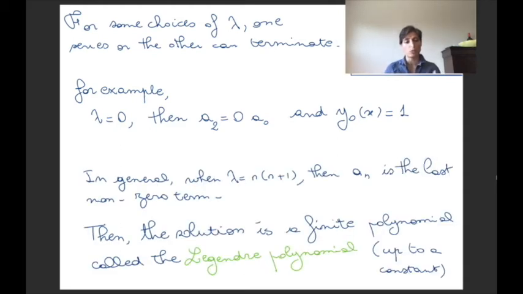In general, where lambda is equal to n times n plus 1, then a_n is the last non-zero term. So depending on n, then a_n could be in the odd section or the even section. It doesn't matter, but that is the last non-zero term of that series. Then that block of solution is a finite polynomial called the Legendre polynomial, up to the constant we have defined.